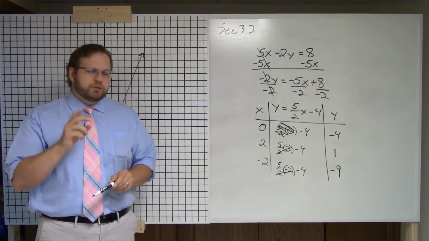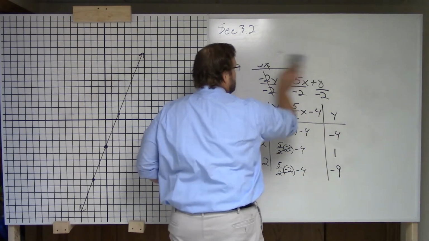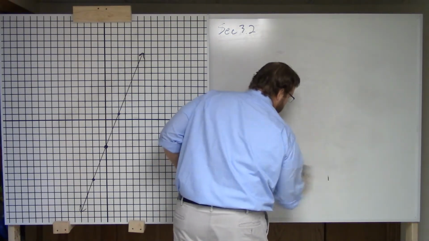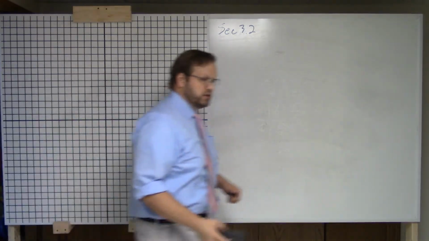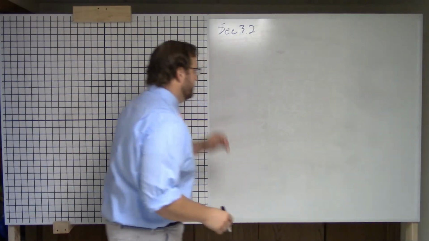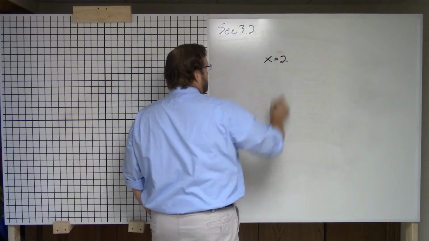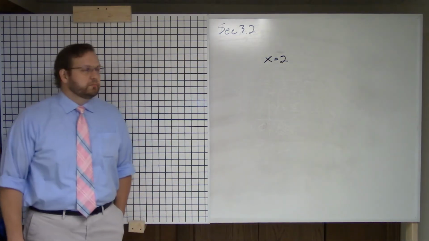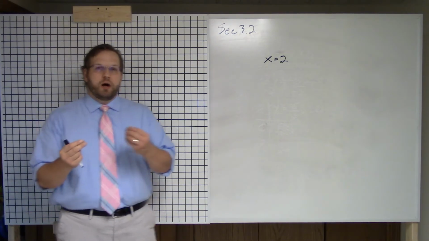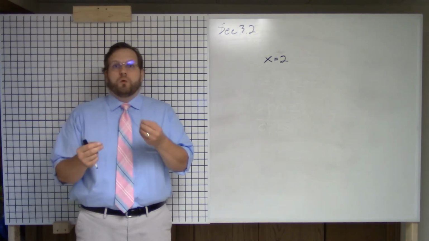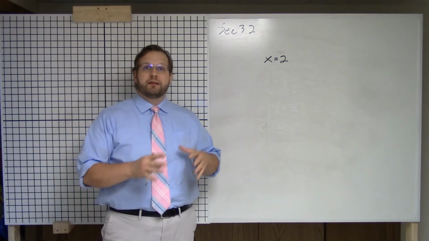Let's look at a couple special cases with graphs that we're going to see again and again in different settings, but I want to make sure that we can start introducing them here for the future. Let's say I give you an equation like this. X equals 2. That doesn't look like a linear equation. But remember, linear equations have an x and y, or just an x, or just a y. This is a linear equation. That y just has nothing to do with it.